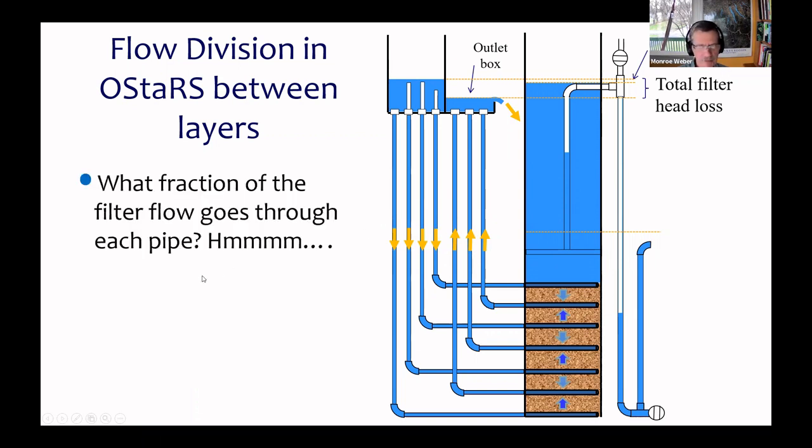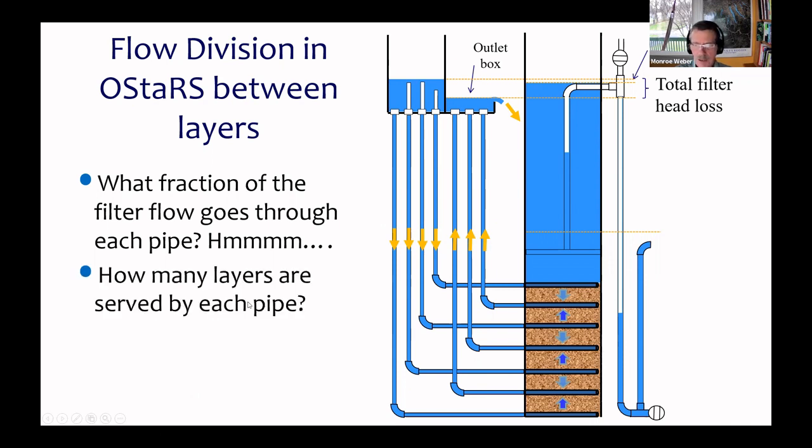What fraction of the filter flow goes through each pipe? Or how many layers does each pipe serve? So we can do some quick checking and look, this top one, it only serves 1 layer, but the second inlet, it serves a layer above and a layer below. And so that's how many layers each of those pipes is serving.